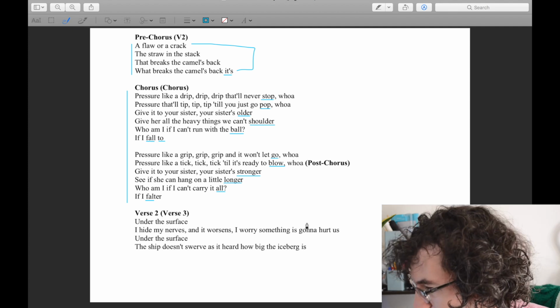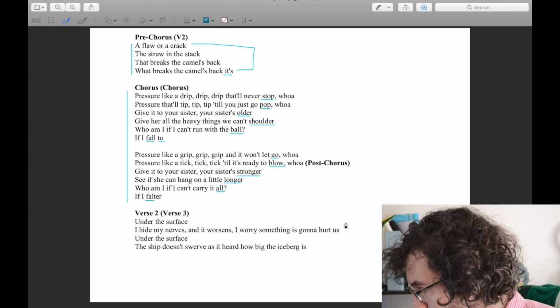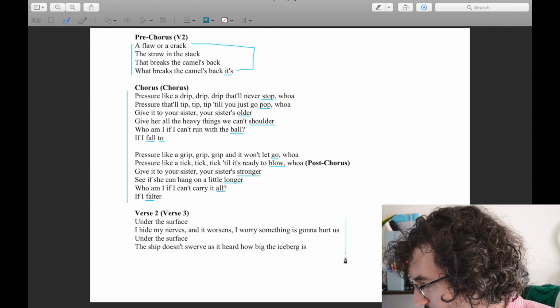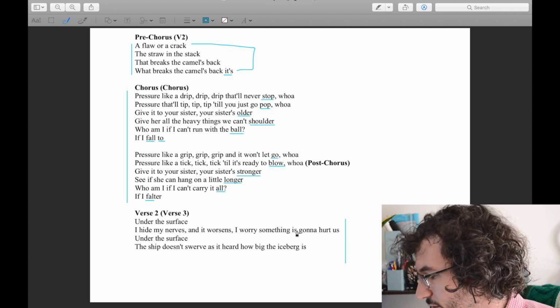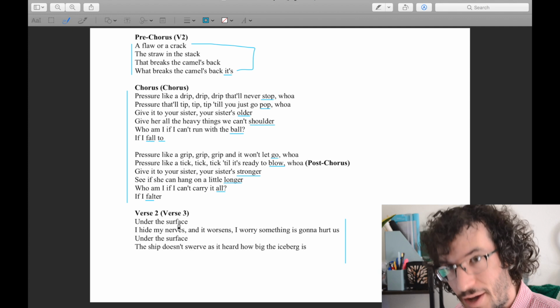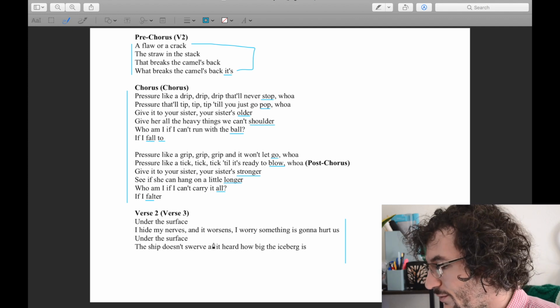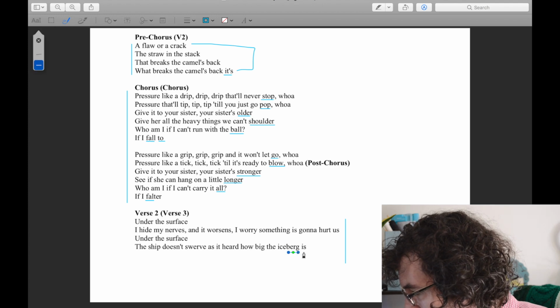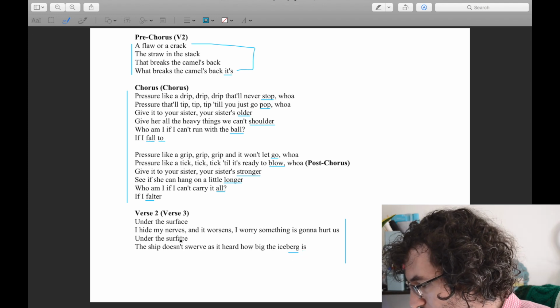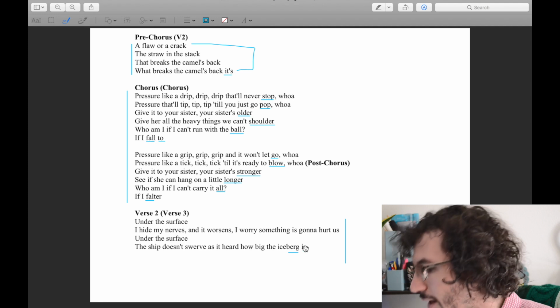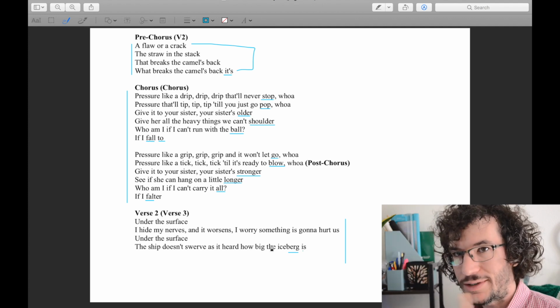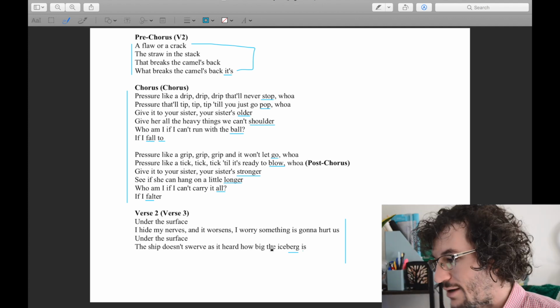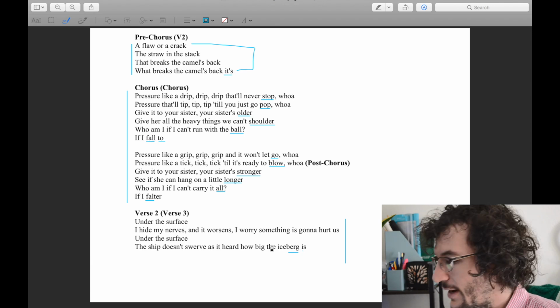Okay, and so then in verse 2 we get the same kind of thing where "surface hurt us," right? So "surface hurt us," "surface, iceberg is." So we're rhyming "berg is" there, right? "Surface, iceberg is." And if you're singing this, you might want to take note of how you're pronouncing the word surface so that you can match the end rhymes here.